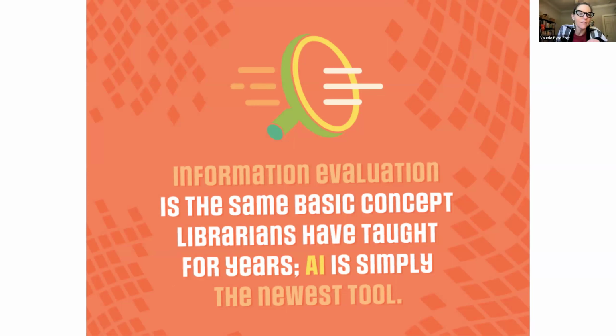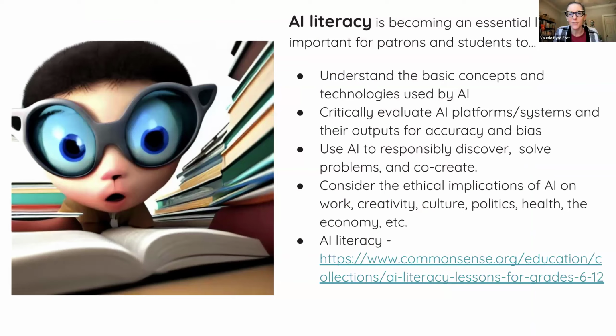So this is a graphic from a School Library Journal article that recently came out. Information evaluation is the same basic concept librarians have taught for years. AI is simply the newest tool for that. So librarians have always learned how to use and understand whatever information tool is out there and share with our students and patrons how to use it and how to evaluate the information coming from it. And so we're just going to do that same thing with AI. Yep, I'm ready for AI literacy. So that's what we just need to teach our patrons and our students.